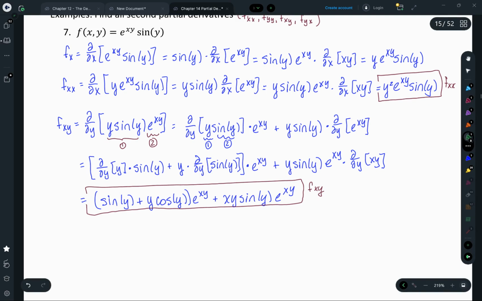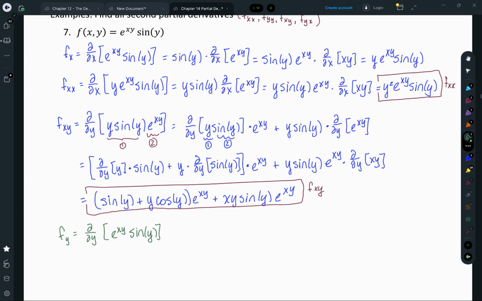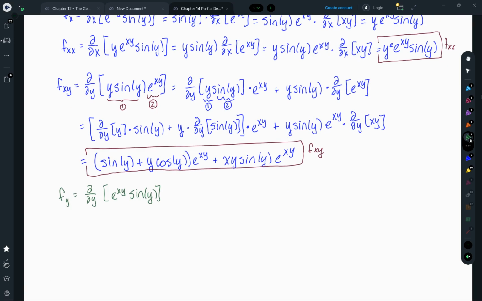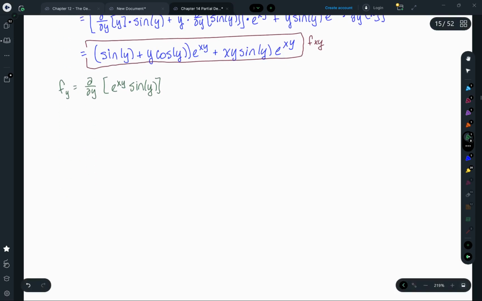All right, now we're going to go to finding the first derivative with respect to y, which would be f sub y. This is equal to del y of e to the xy sine of y. So right away, we're not as lucky here as we were with f sub x, because now we have a product. We're going to have a product rule right away. So let's get a nice clean page here.